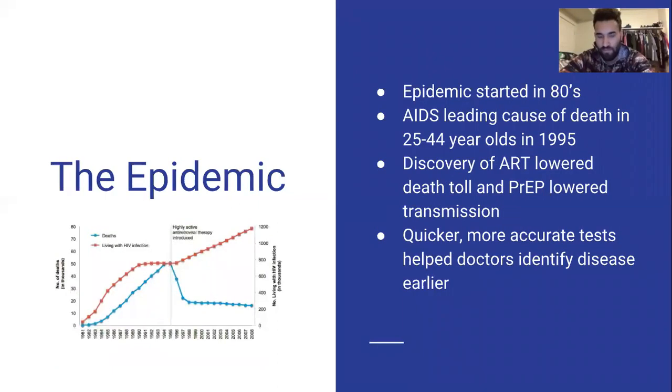Now, the US actually went through an epidemic before things got better. So it started off in the 80s and peaked in 1995 when AIDS was the leading cause of death in adults between the ages of 25 and 44. When ART was discovered and widely used, the death toll was lowered dramatically, as you can see from this graph that we've included, that the number of people living with HIV increased because people were living longer. People were still contracting the disease, but they weren't dying from it, and the death toll dropped off very quickly.